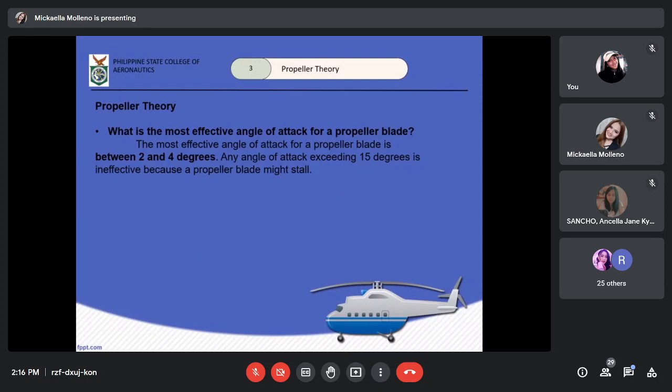So, what is the most effective angle of attack for a propeller blade? So the most effective angle of attack for a propeller blade is between 2 and 4 degrees. Any angle of attack exceeding 15 degrees is ineffective because a propeller blade might stall. So take note of that.